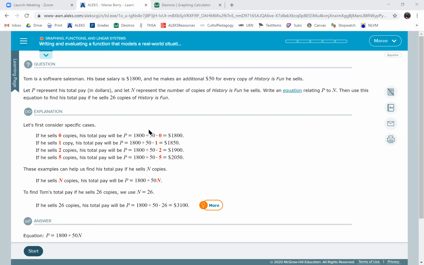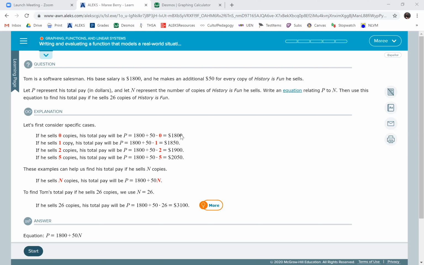And so if he doesn't sell any, he gets just $1,800. If he sells one, he gets $1,800 plus $50. If he sells two, he gets $1,800 plus $50 two times, which is $100. And then if he sells five, it looks like this.